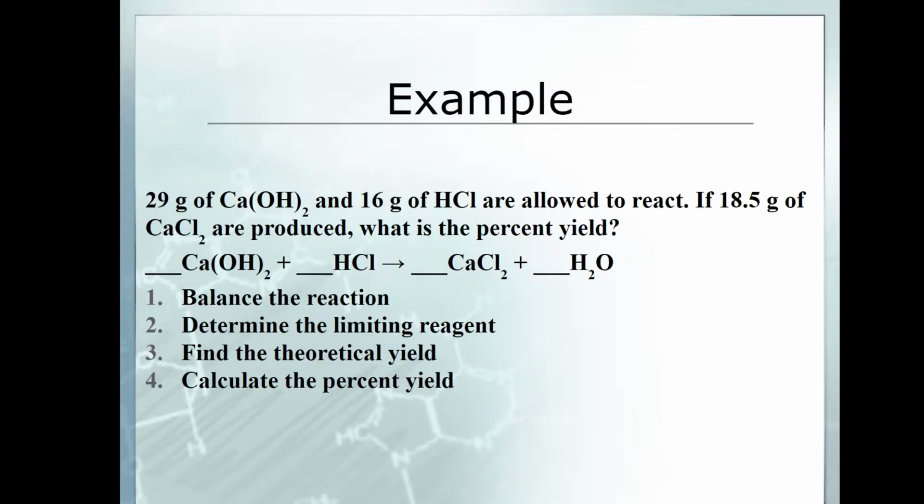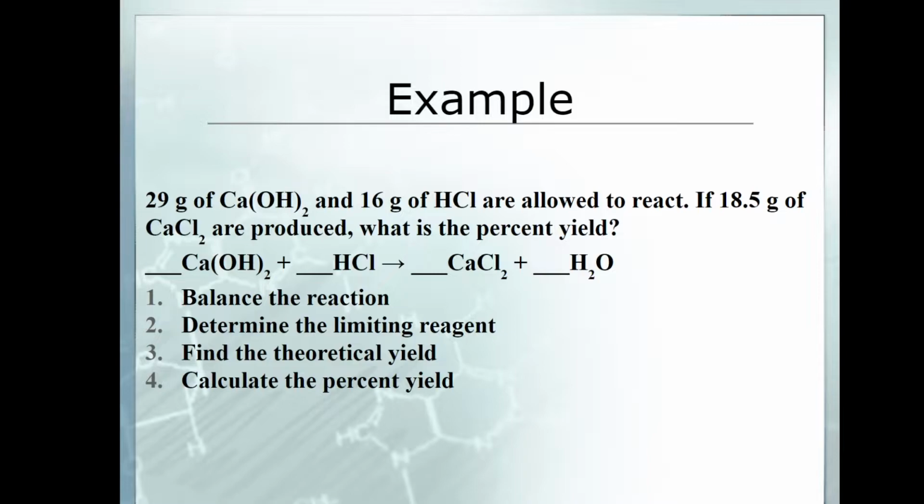Okay, so the way these problems are going to look is that they're going to be all-in-one problems, where you're using all of the skills that we've been working on these last 2 weeks to find the percent yield given a set of data. All right, so this first problem here, it tells you that 29 grams of CaOH2 and 16 grams of hydrochloric acid are allowed to react. If the result of that reaction is 18.5 grams of the CaCl2 being produced, it wants you to find the percent yield.